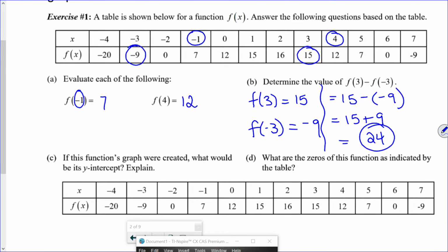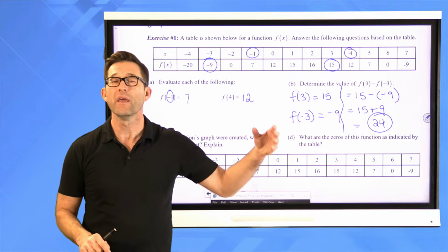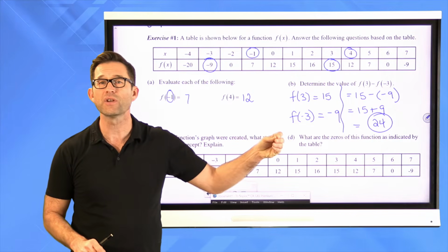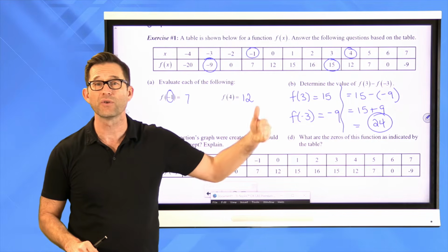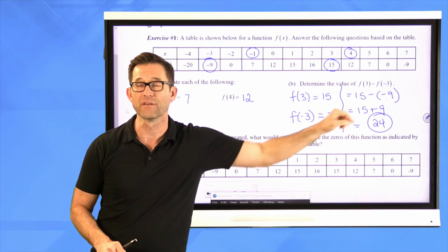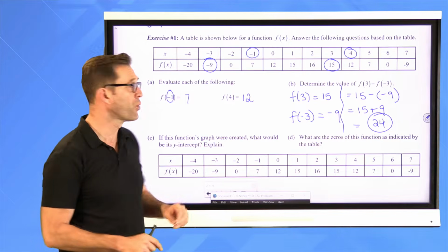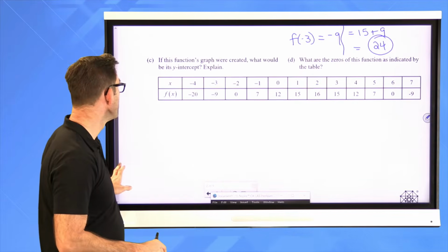We keep seeing that kind of calculation come up time and time again because really what that does is it's telling you how much the function has changed, either increased or decreased, as the x value goes from -3 to +3. So it's increased by 24 units. Let's keep working with this function in table form.